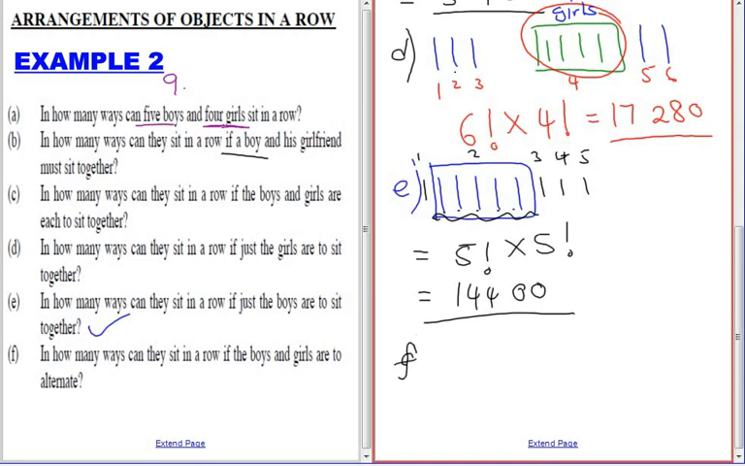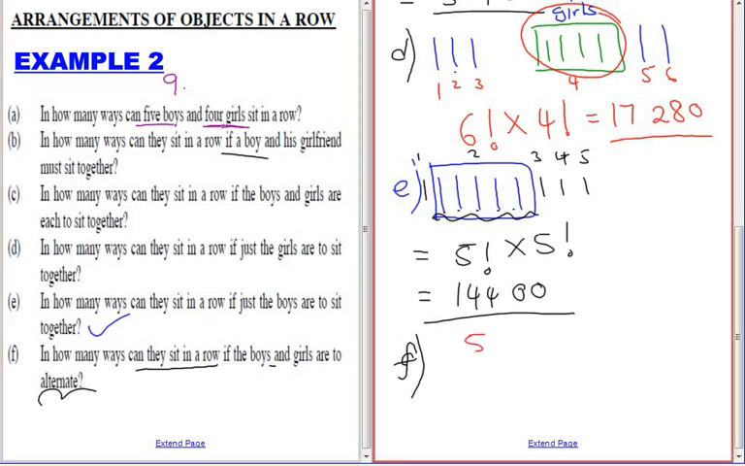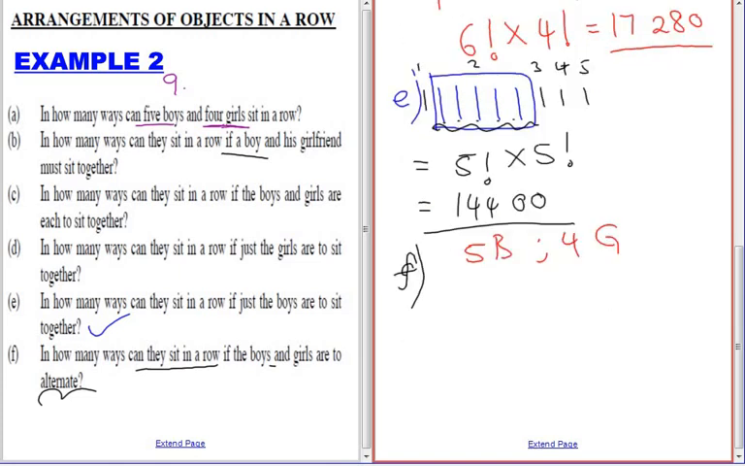Okay, so let's go to F, since these are still examples. In how many ways can they sit in a row if the boys and girls are to alternate? Oh, you have to be careful with this question. Remember, we have 5 boys and we have 4 girls. So when we are told alternating, it means a boy, girl, like that. So that's alternating, right? But you have to be careful who should start this thing. Who should be at the beginning at this point?